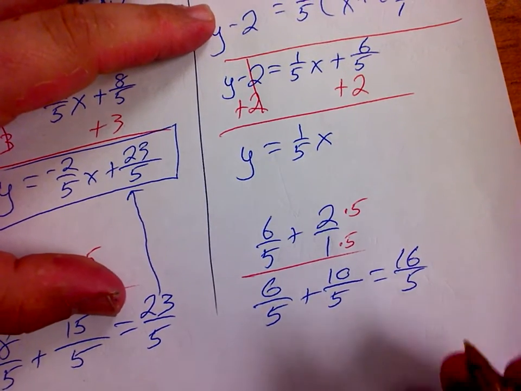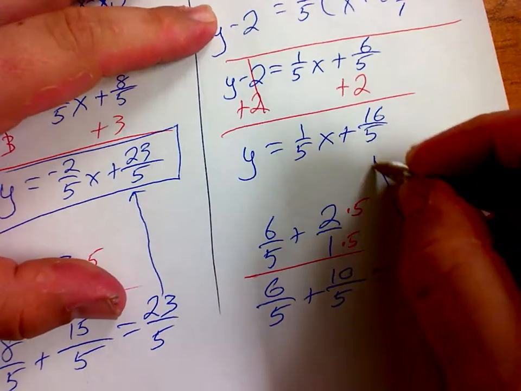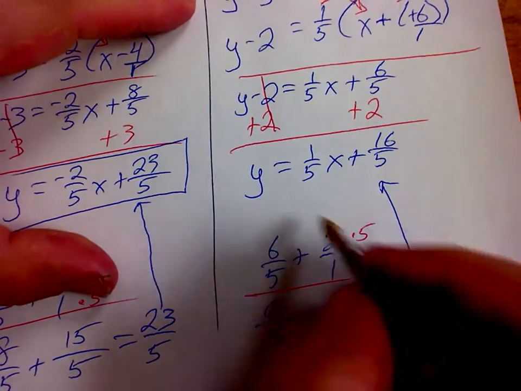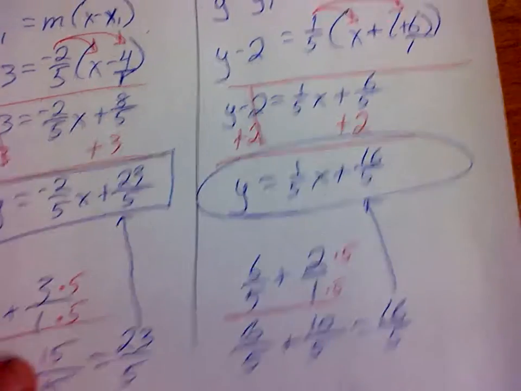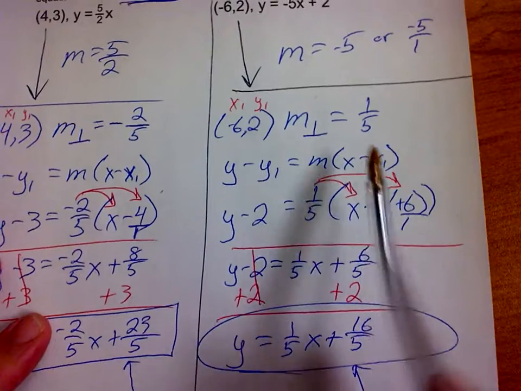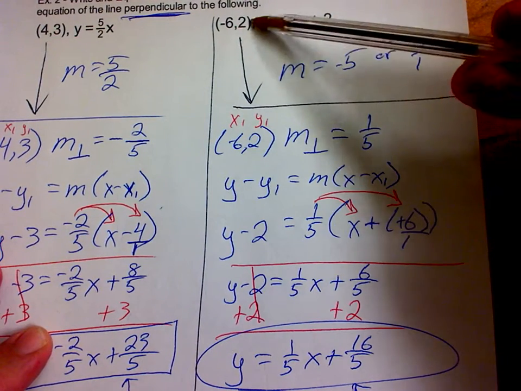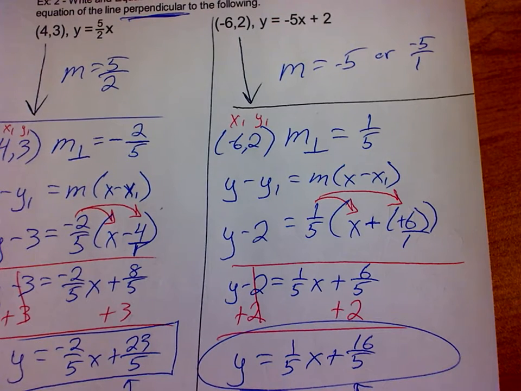Okay, and that doesn't simplify any further, so we're going to go ahead and put that y-intercept up here in our equation. And there is our perpendicular line to the given line. Y is equal to negative 5x plus 2, and goes through the point negative 6, 2. Okay, and goes through that point, negative 6, 2.